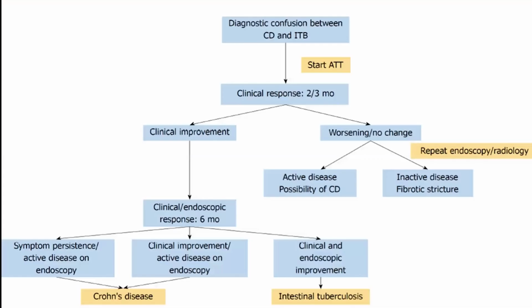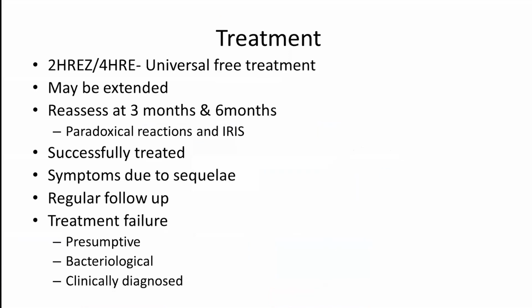So if there is a diagnostic confusion between intestinal tuberculosis and Crohn's disease, it is better to start the patient on anti-tuberculosis treatment. Reassess after 2 to 3 months with a colonoscopy. If there is no improvement at all, then we may think in terms of Crohn's disease. If there is improvement, we can continue with the anti-tuberculosis treatment.